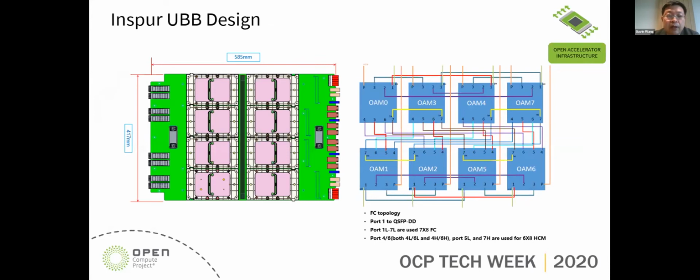This is our Inspur UBB design. We follow the NEAREST spec. The current design mainly focuses on the fully connected topology, and we also use some lower-port counts. We can also build the small Hooper mesh topology both.